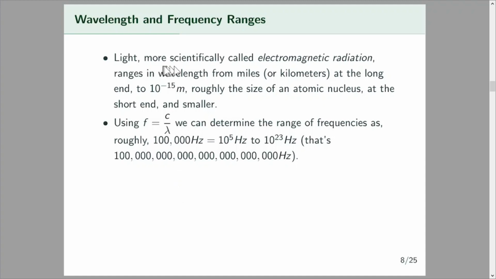So when we're speaking a little more scientifically, we refer to light as electromagnetic radiation. It's really just a fancy way of saying light. It ranges in wavelength from miles to kilometers long, it could even be hundreds of miles long for one wavelength, to, I don't know what that is, a quadrillionth of a meter, maybe something like that. This is about the size of the nucleus of an atom. This size, and of course it'll go smaller than that. There's no upper limit or lower limit in the wavelength of a wave.